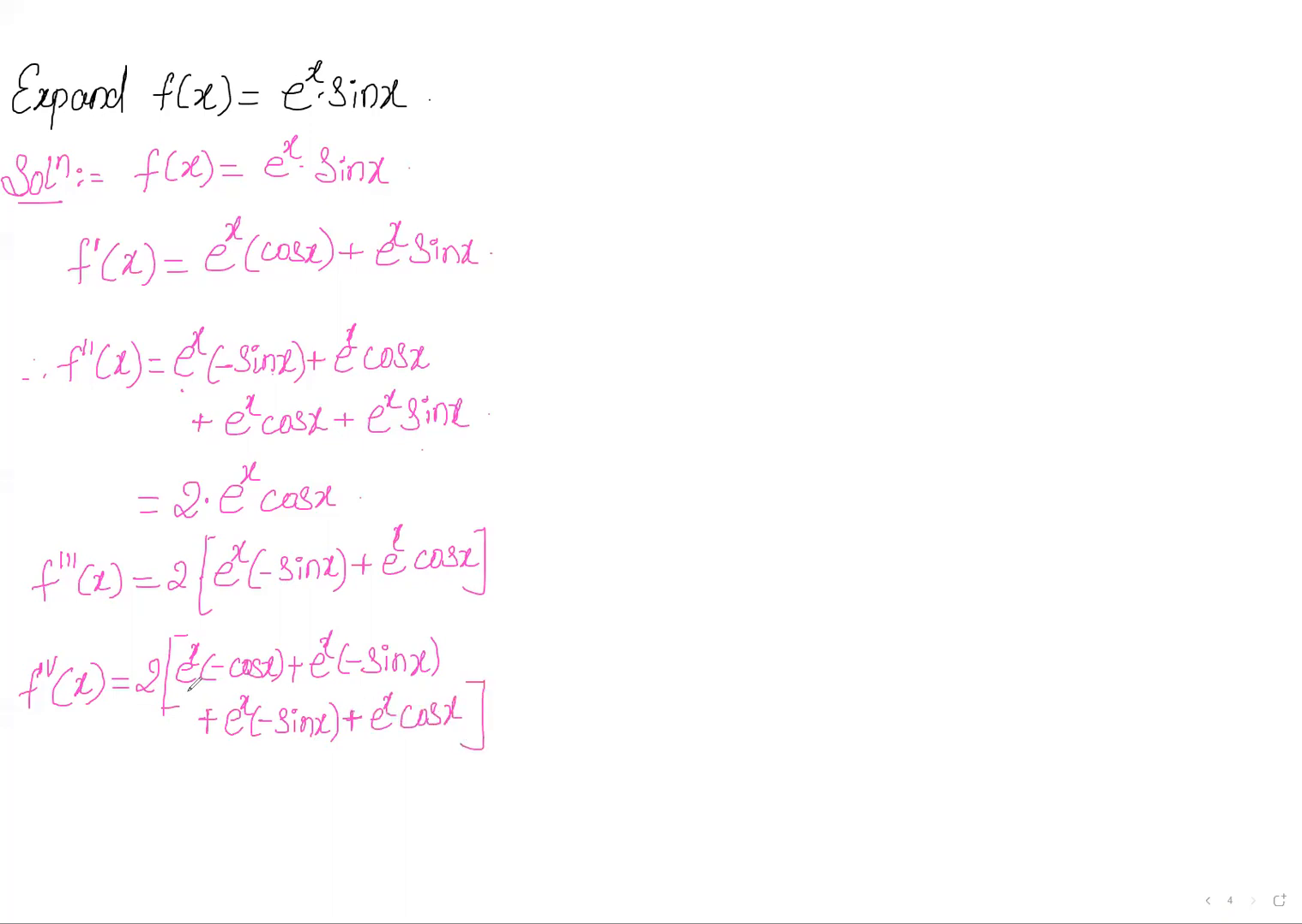Now here we have minus e raised to x into cos x and plus e raised to x into cos x, and the remaining terms are minus e raised to x sin x minus e raised to x sin x. Means we have 2 times minus e raised to x sin x. So adding that, we get here minus 2 into 2, 4 e raised to x sin x, and so on.